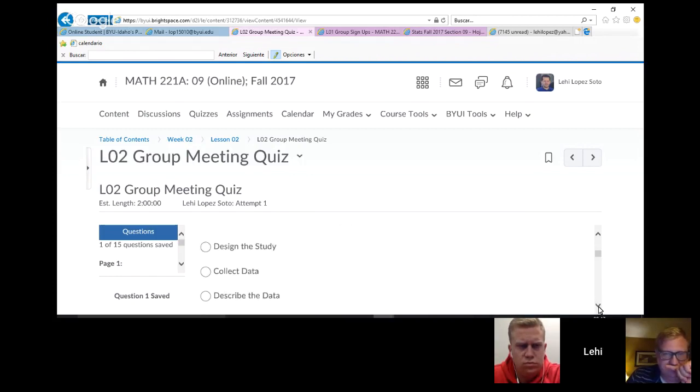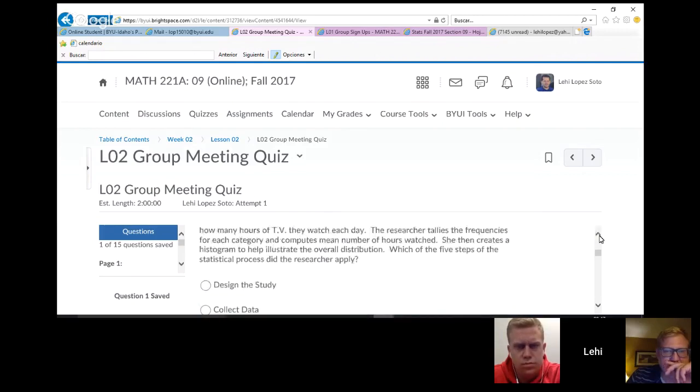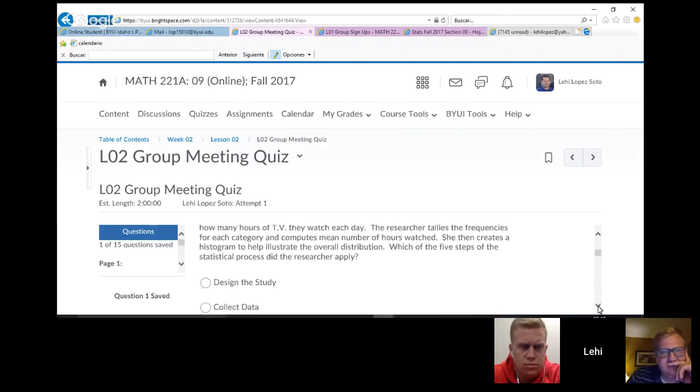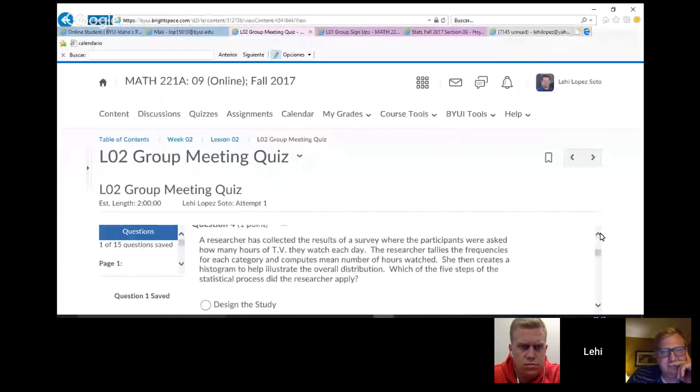I think it's the third one. They are describing the data. They are doing graphs to understand the information they got. Well, collect data. Okay, let me read again on my own. Okay, has collected the results. Going through them right now.